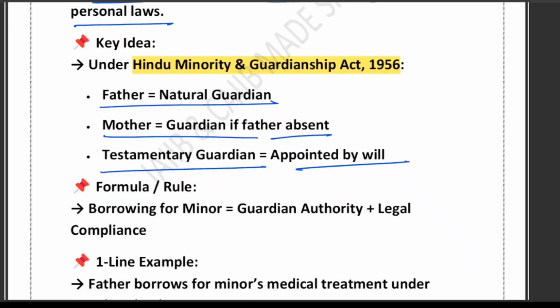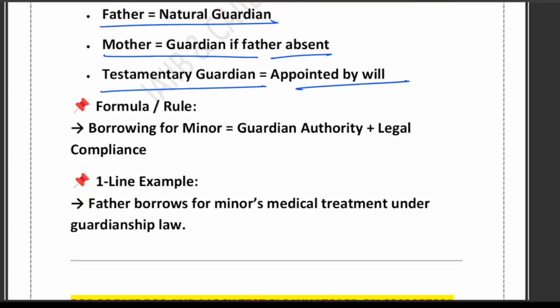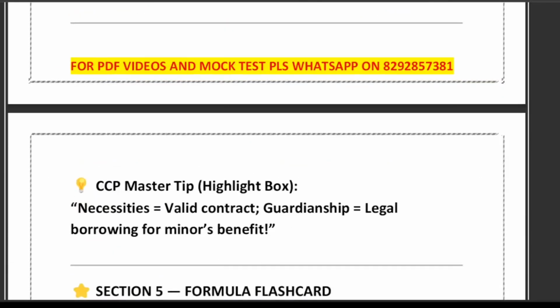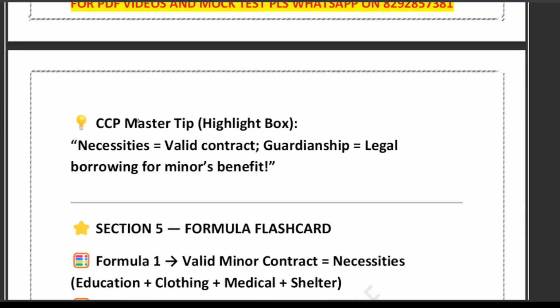So this is Hindu Minority and Guardianship Act 1956. Natural guardian is father, mother is also a guardian if father is absent, and testamentary guardian is appointed by will. So the rule is very simple. If you are borrowing for minor, take guardian authority plus legal compliance. For example, father borrows for minor's medical treatment under guardianship law. So the master tip is that necessity means valid contract. Guardianship means legal borrowing for minor benefit.